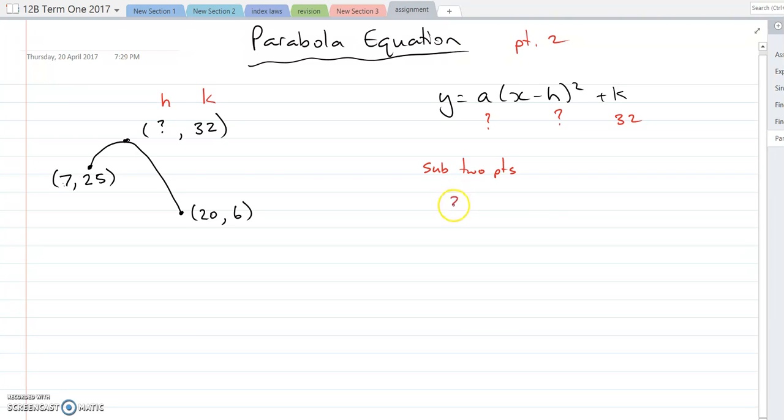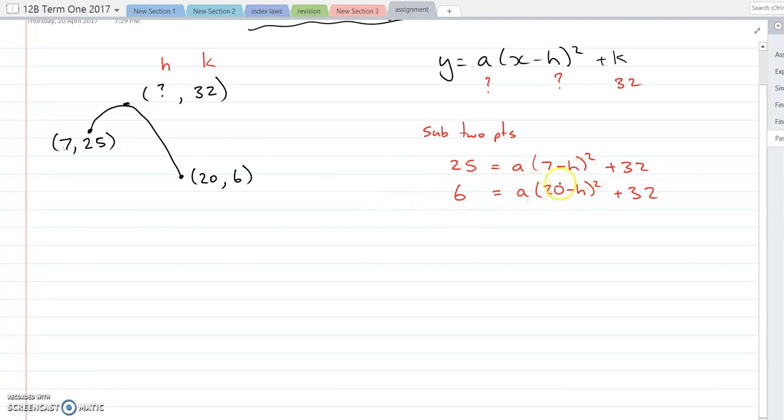Alright, so the first one: 25 equals a times my x, which is 7 minus h squared, plus 32. Second one: 6 equals a times 20 minus h squared plus 32. Now I can rearrange these equations. If I minus 32 on both sides, for the first one I get minus 7 equals a times 7 minus h squared. If I rearrange that again, I get a is minus 7 over 7 minus h squared. That's the first one rearranged.